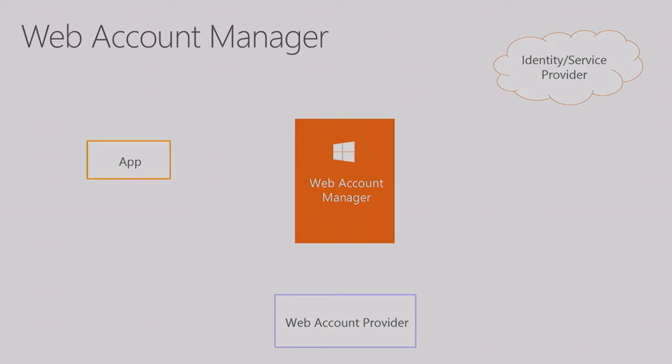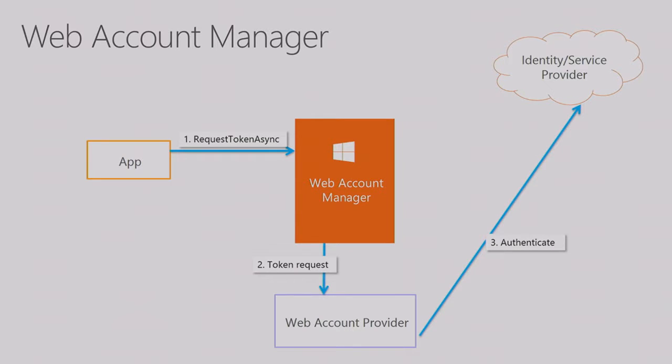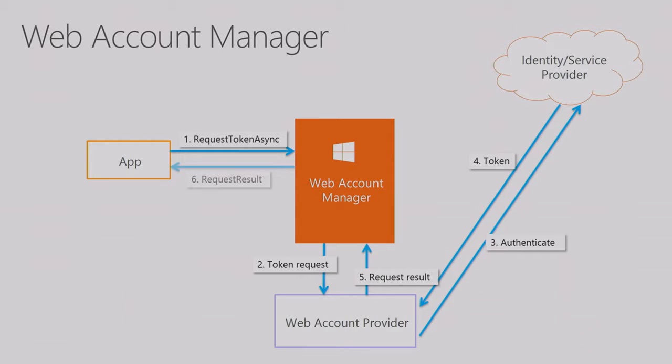The usual flow is the app wants to connect to an identity service or provider. It asks Web Account Manager, hey, can you get me a token, please? I want to do X, Y, Z. It says, all right, well, let me route that request to the corresponding web account provider, if one exists. That app comes up, either in the foreground or the background, depending on what the use case is. It talks to its backend, retrieves that token, and gives it back to the Web Account Manager. We pass it back to the original app.